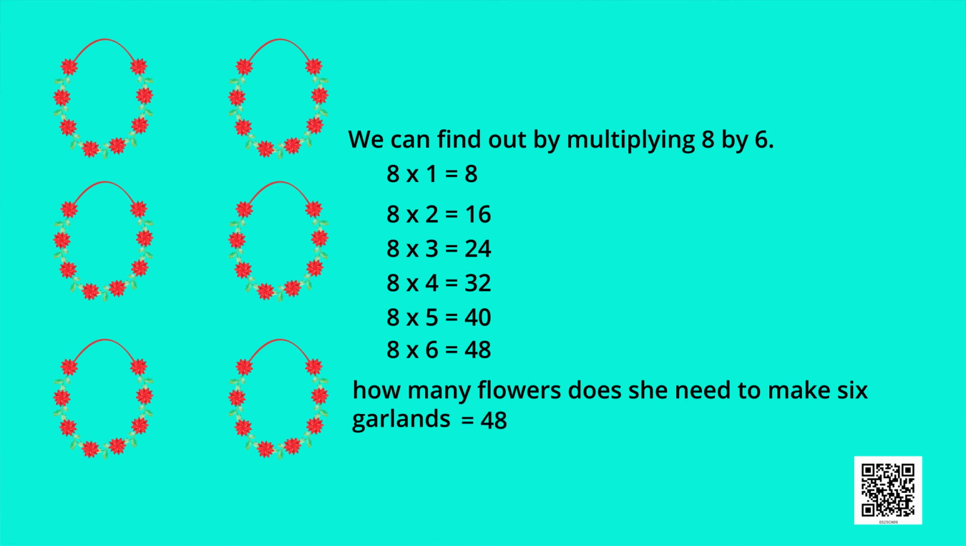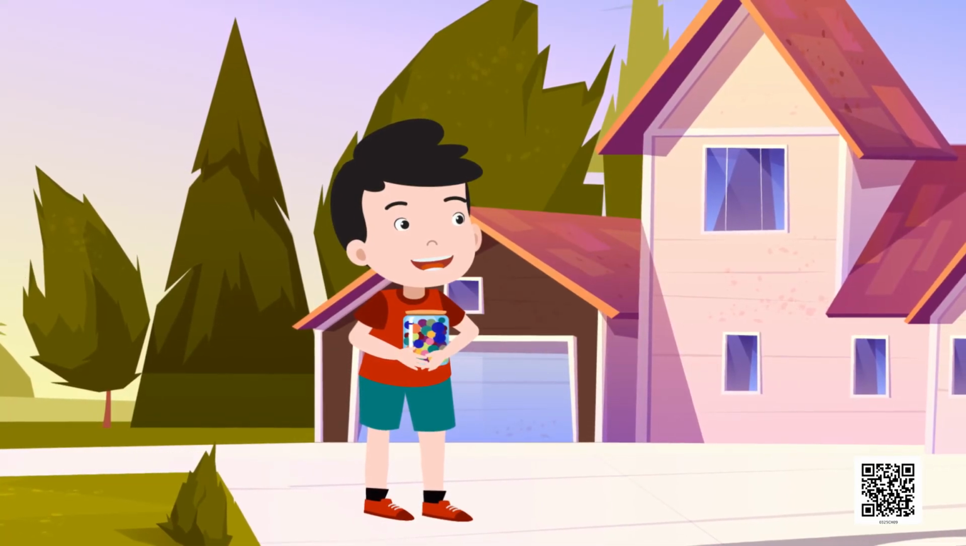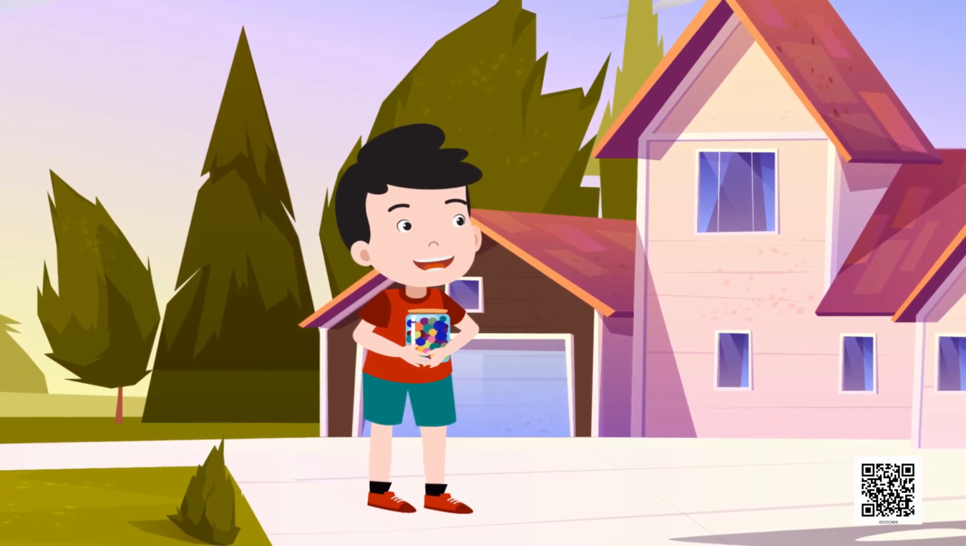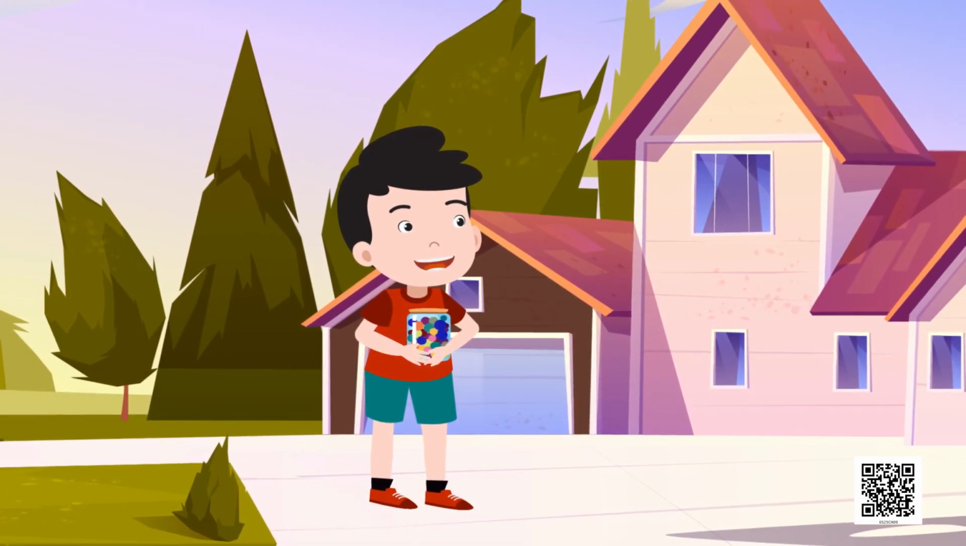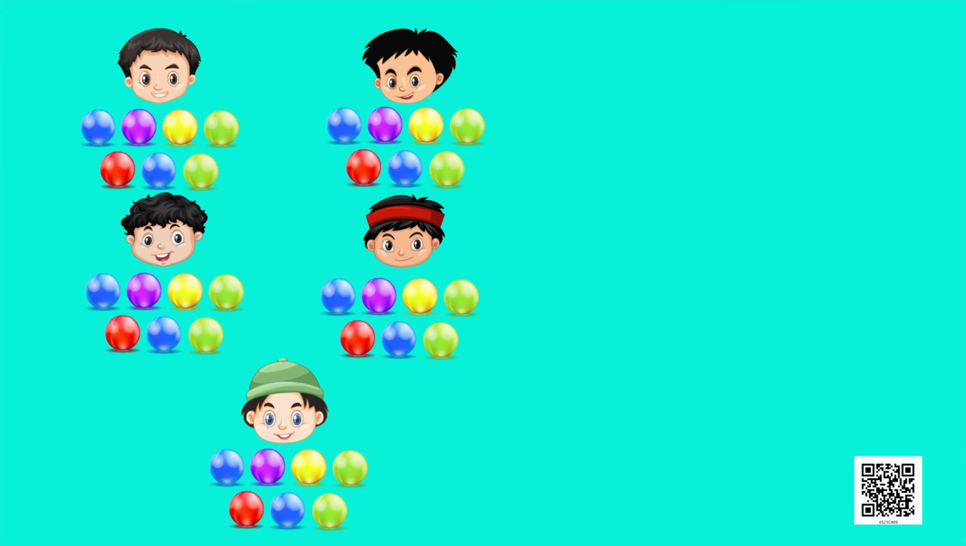So she has to collect 48 flowers to make these 6 garlands. So let's see this now. Naveen has a few marbles. He decides to distribute these among his friends equally. Naveen has given 7 marbles each to 5 of his friends. So children, can you find out how many marbles does Naveen have?